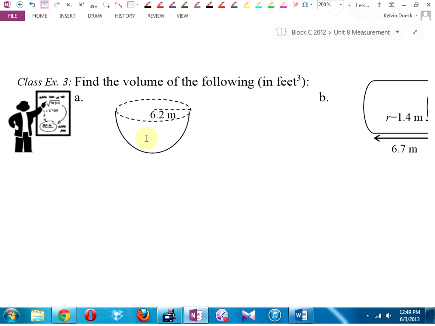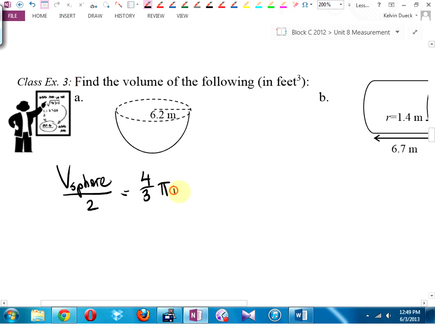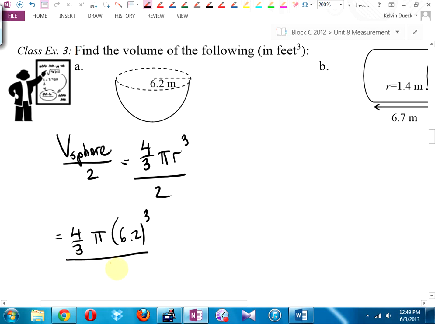Do the whole sphere and then half of it. How do you find half of something? That's the same as dividing by 2. You know what? This is going to be 4/3 pi r cubed all over 2. Which is going to be 4/3 pi 6.2 cubed all over 2. They did give me a radius, not a diameter, I checked.